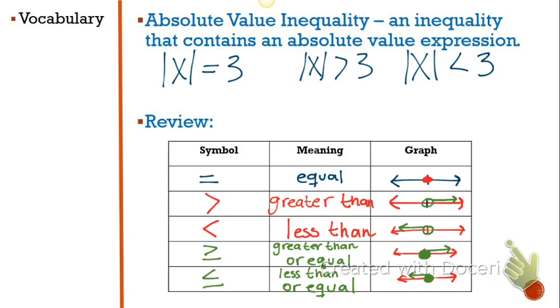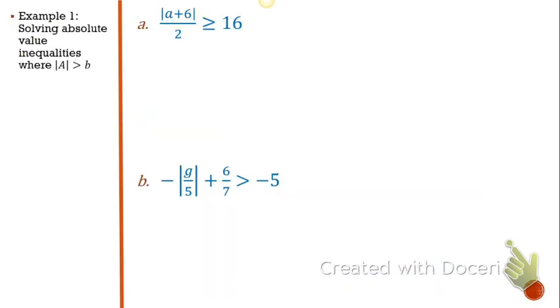Okay, now we're ready to begin with our problems. So go ahead and write example 1. We're going to be solving absolute value inequalities where the absolute value is greater than the constant. So in A, we have the absolute value of (a plus 6) divided by 2 is greater than or equal to 16.